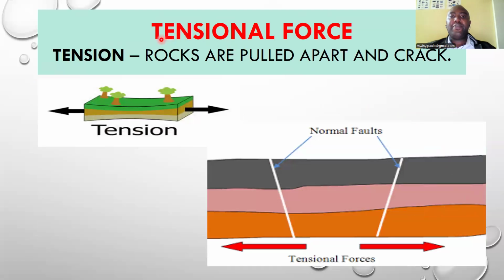We also have tensional force. Tension is where rocks are pulled apart and they crack. As you can see, this towards this direction and this towards this direction, that's what we refer to as tension. And as the rocks are being pulled apart, a crack develops, which we are referring to as a fault.